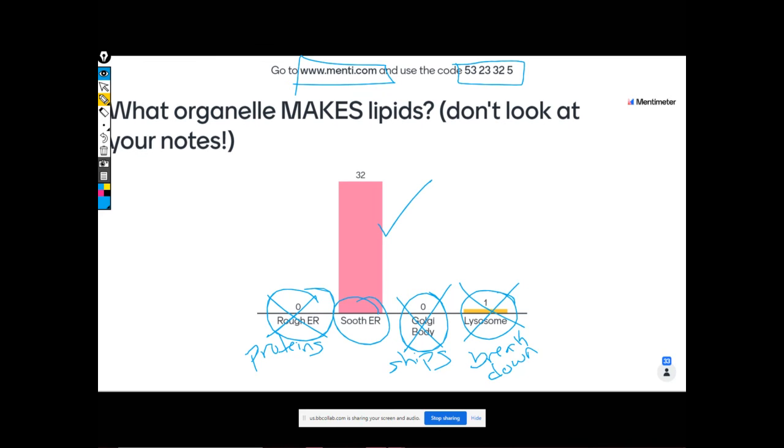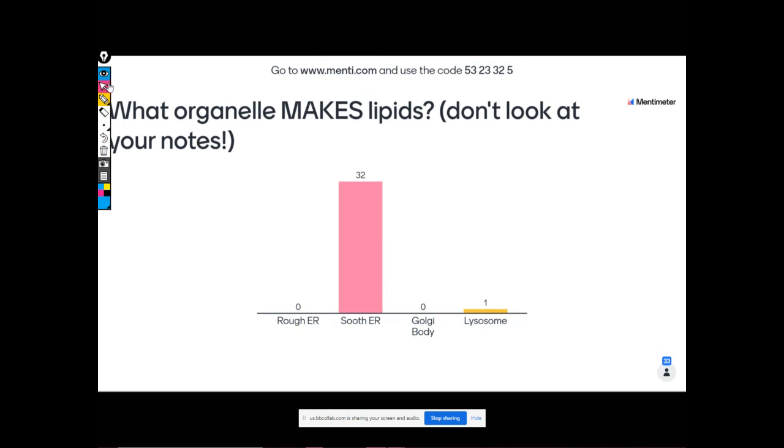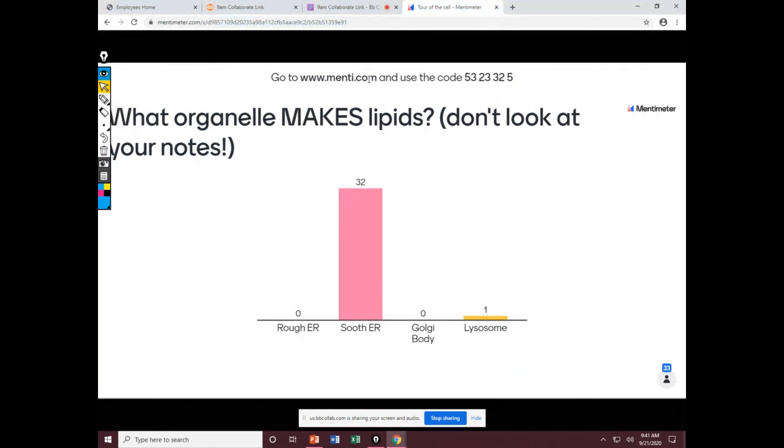So our smooth ER is the correct answer. Majority of you got that, so great job. The major job of the smooth ER is to make lipids and carbs. Great job. You guys were unfettered despite how many things we talked about today. Good job.